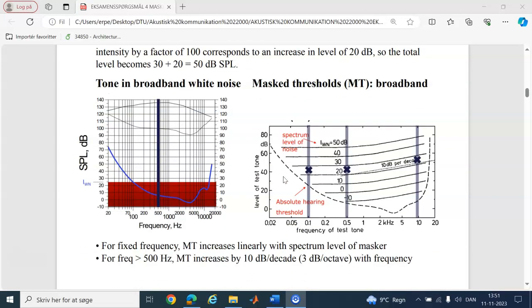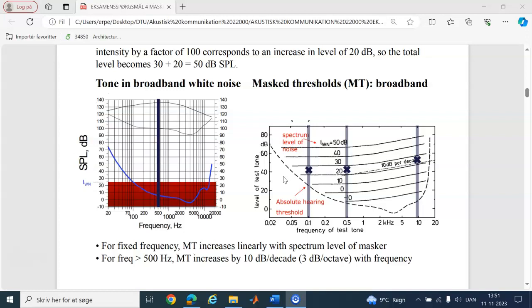So you have a tone in broadband noise. We also have to distinguish between white noise in broadband and white noise in narrowbands, or masked narrowband noise. So we have the spectrum level, and we have to pass this to hear some signals. This shows that for broadband noise, at a fixed frequency, the masking threshold increases linearly with the spectrum level of the masker.